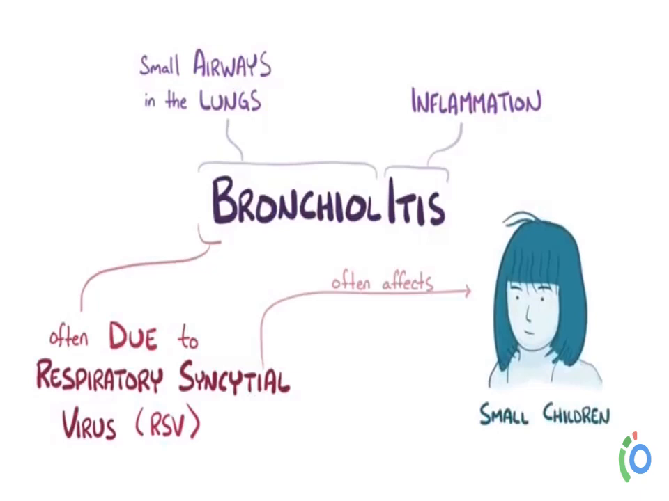The bronchioles represent the small airways in the lung. The "itis" means inflammation. So bronchiolitis means an acute viral respiratory illness due to inflammation in the bronchioles. The most common cause is respiratory syncytial virus, affecting the small age group of children.